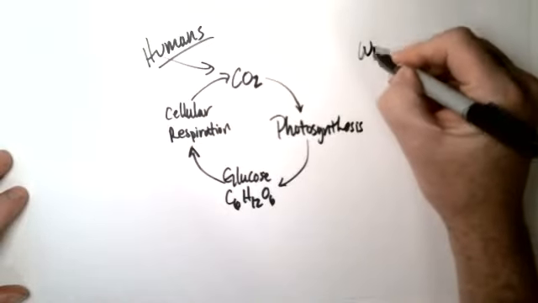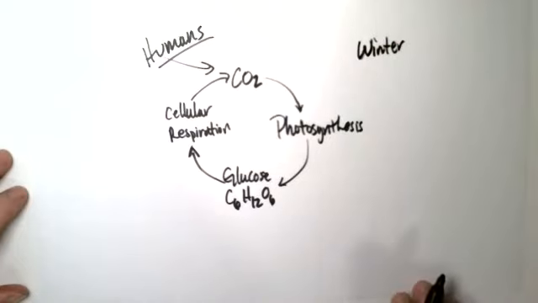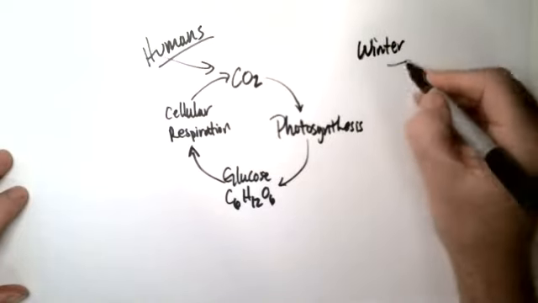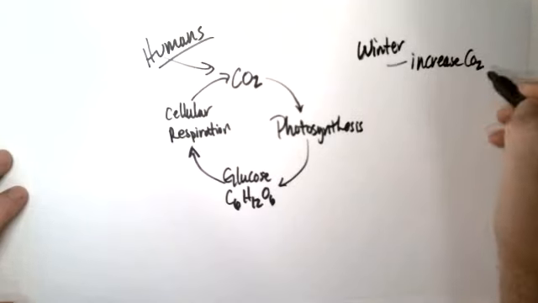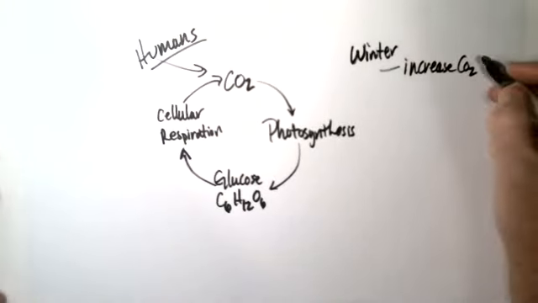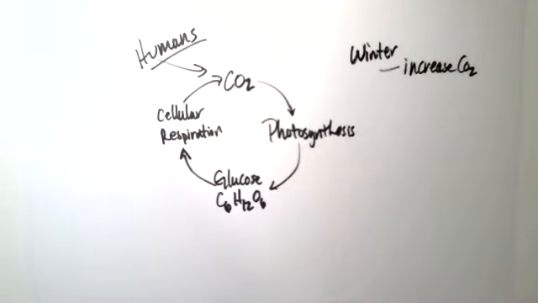So when you look at the winter months, when photosynthesis has decreased, you're going to see an increase in carbon dioxide. And the reason why you're going to see an increase again is because we're just not pulling it. The plants, the photosynthetic organisms, are just not pulling it out of the atmosphere. And so we see a buildup. So we're going to see higher levels of carbon dioxide in the air.